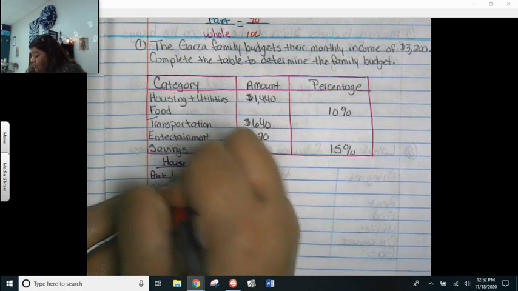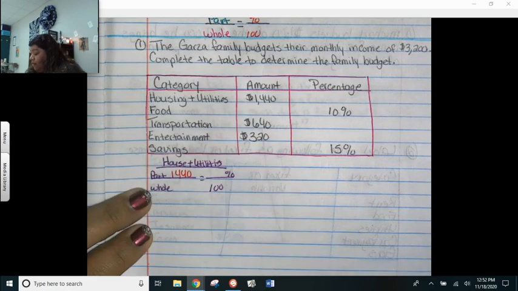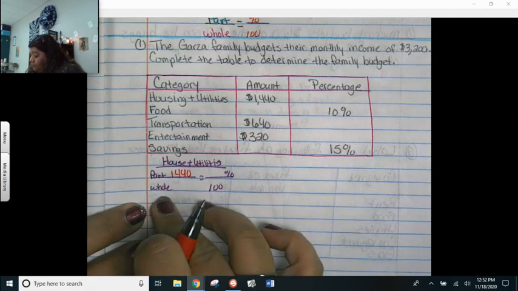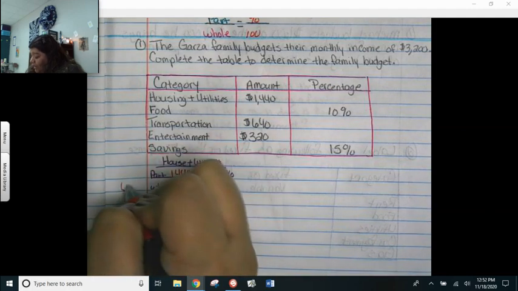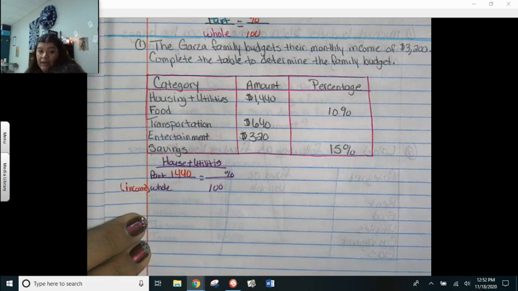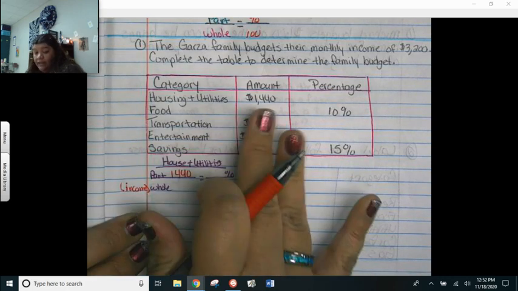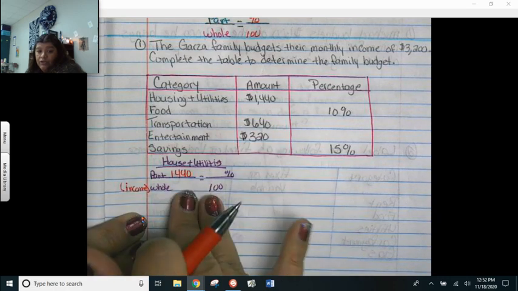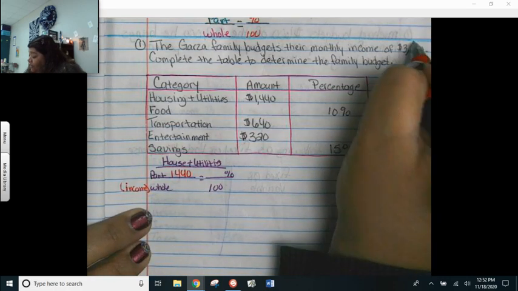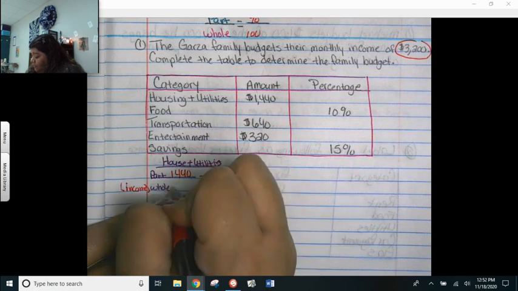I pay $1,440 for my house and utilities. It's not bad. Whole amount, that is going to be your income. How much are you bringing in per month? Because this is a monthly table. So how much do I bring in a month? $3,200.